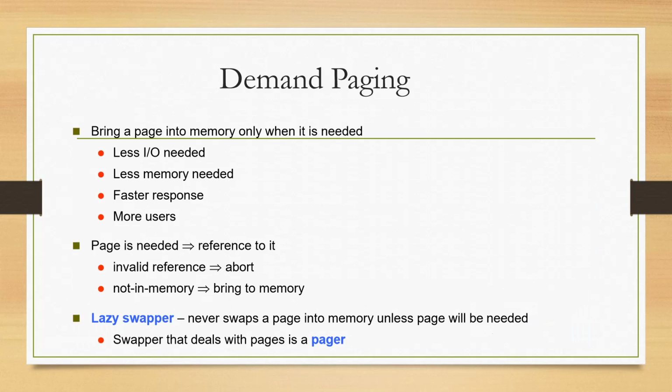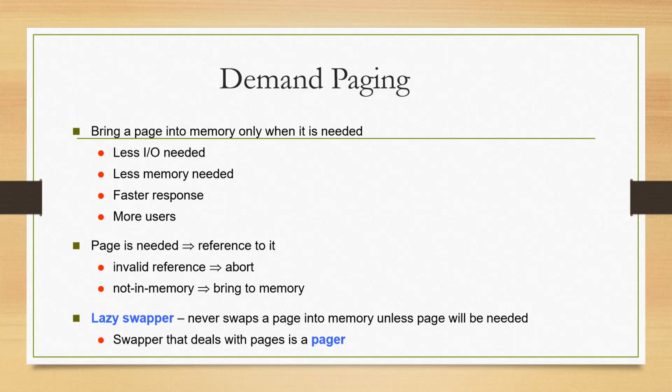Here are some key concepts. What is a page fault? A trap to the operating system when a page is not in memory. And when should we apply the page replacement algorithm? If the memory is full, the operating system may need to swap out an existing page to bring in the required one. What is a lazy swapper or lazy loading?